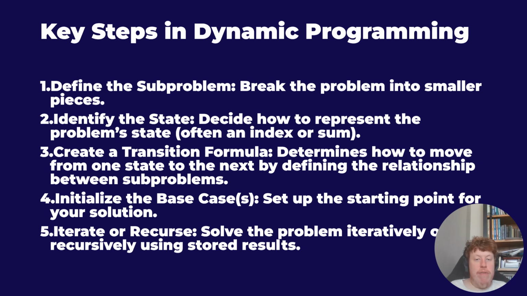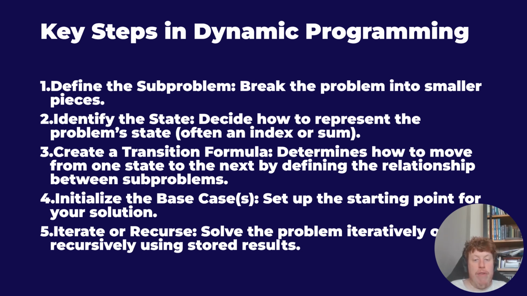Number 2, identify the state. Decide how to represent the problem's state, often an index or sum. Number 3, create a transition formula. This is the core of dynamic programming. A transition formula determines how to move from one state to the next by defining the relationship between subproblems.